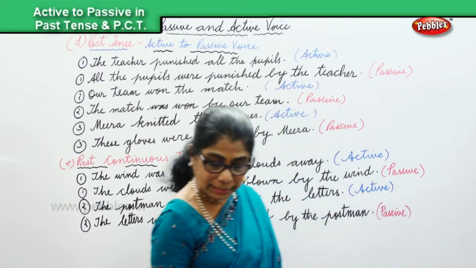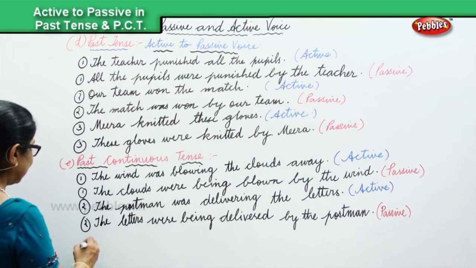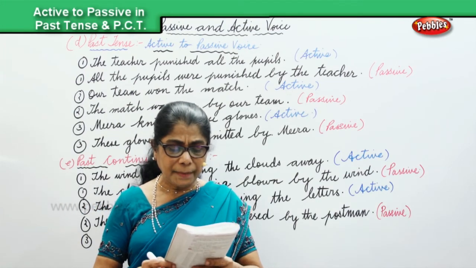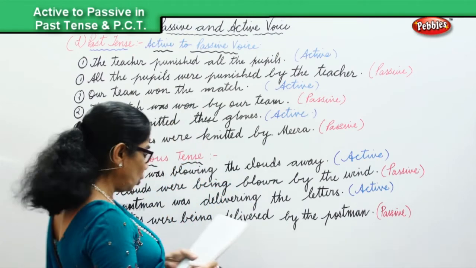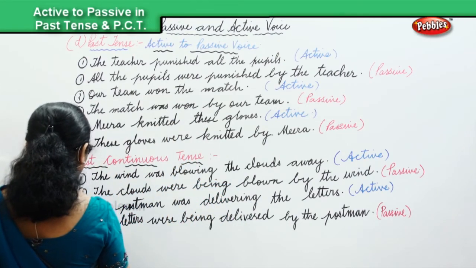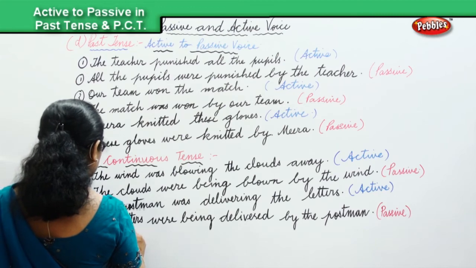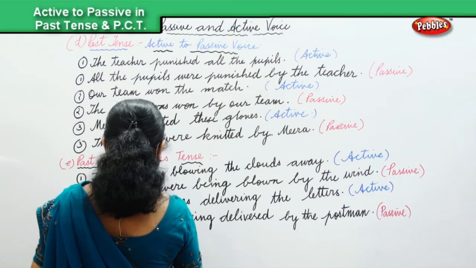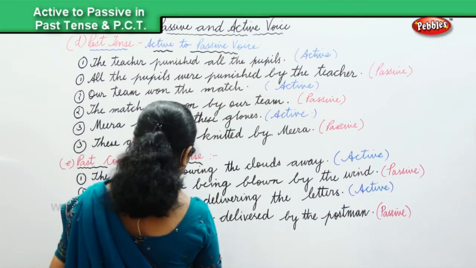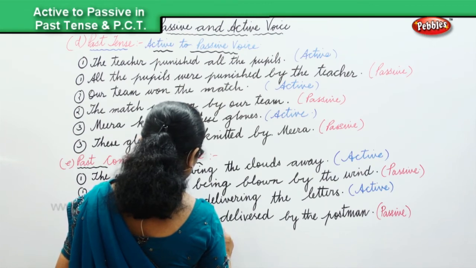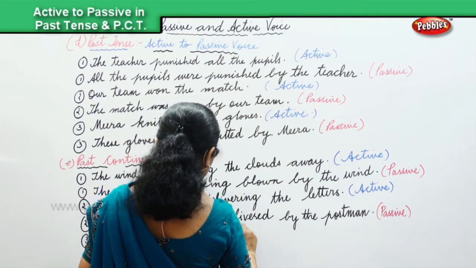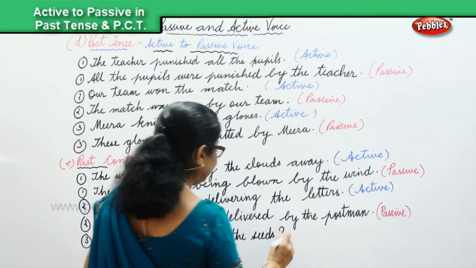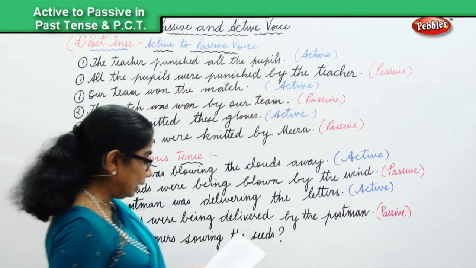Finally, we'll do one more sentence, the third one. Were the farmers sowing the seeds? Interrogative, and it is in the active voice.